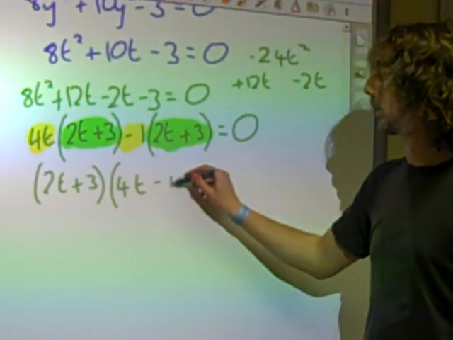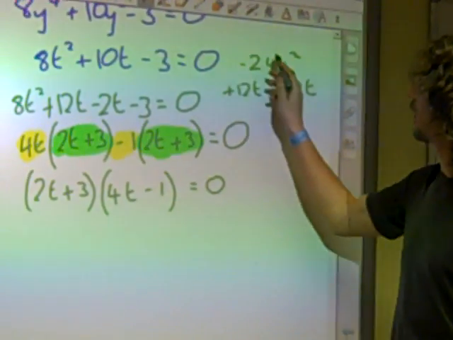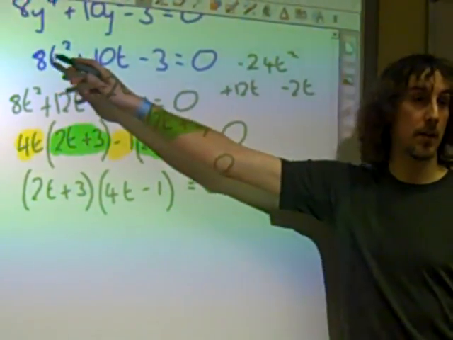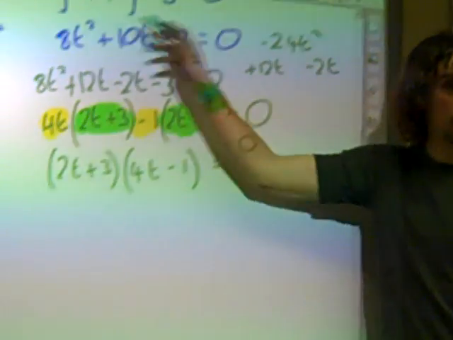Can I just ask, why is it negative 24t squared? This was the 8t squared multiplied by the minus 3. Oh, right, yeah. We did the first and last thing.